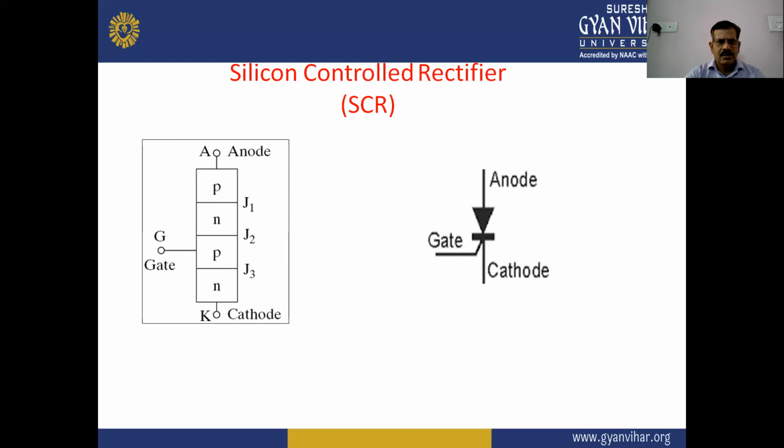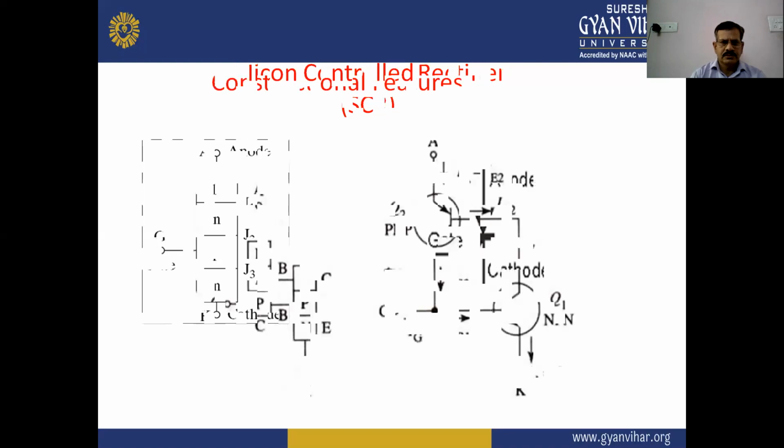In the thyristor or silicon controlled rectifier SCR, the symbol of the SCR has three terminals: gate, anode and cathode. It also has four layers, P layer, N layer, P layer, N layer, and three junctions J1, J2, J3. So this is the symbol of the SCR or thyristor.